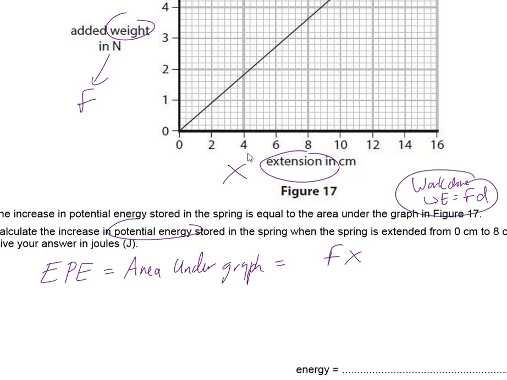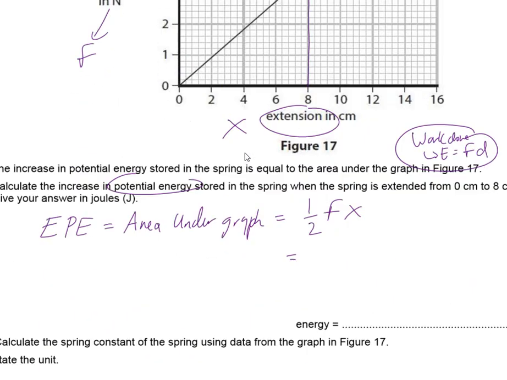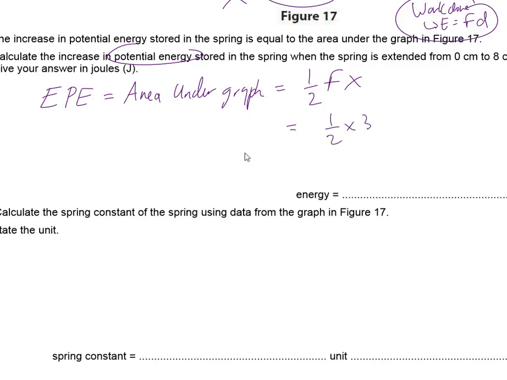Therefore the work done, the area on the graph, is force times distance, and since this is a triangle, it's going to be half Fx. We want to know from 0 to 8, so the value is half times 3 times 8. Now 8 is in centimeters, and we always need to convert to meters. Therefore the answer is going to be 0.12.